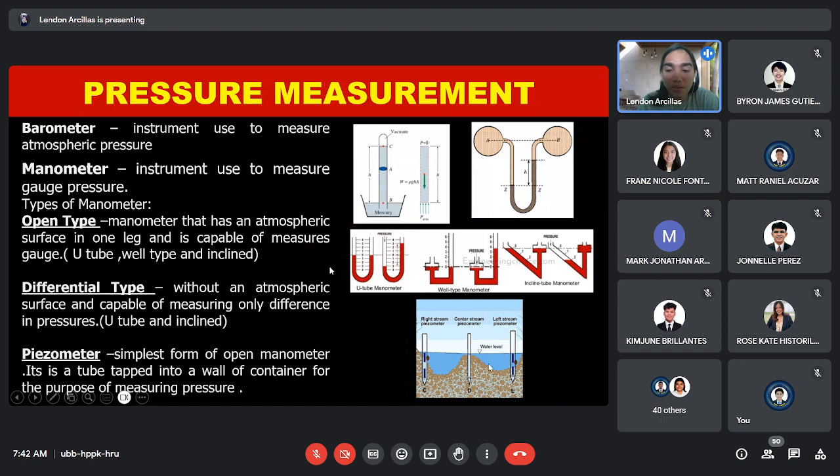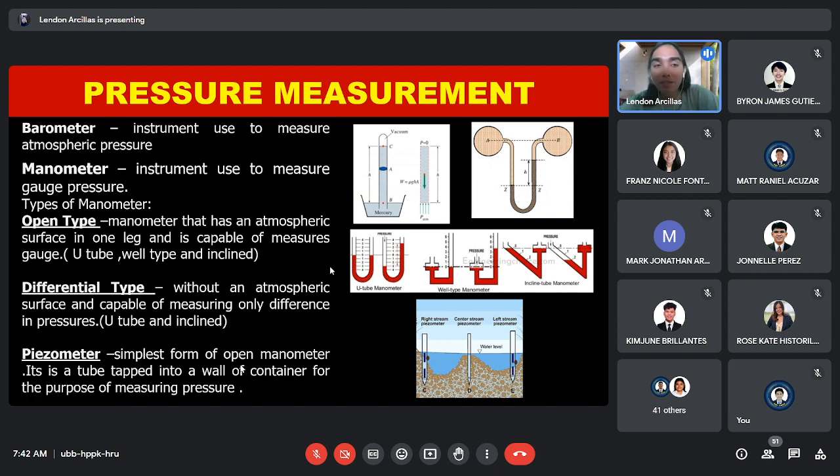under the water, or in the channels of water for the water source of farming. They put a piezometer there to measure the pressure below. We also have piezometers in cities. Pipes are fitted with them to know the pressure of the water flowing inside the pipe. So, yeah.